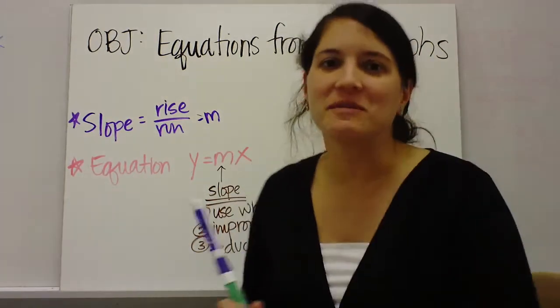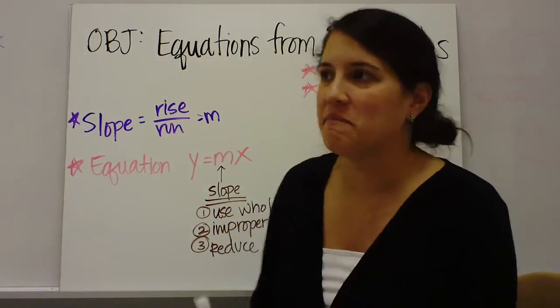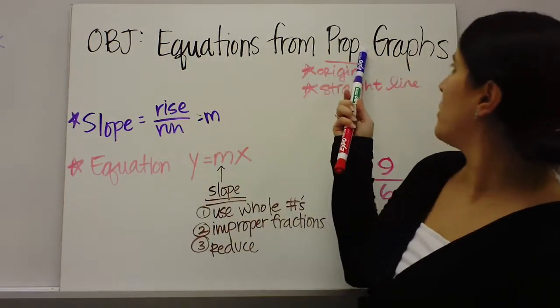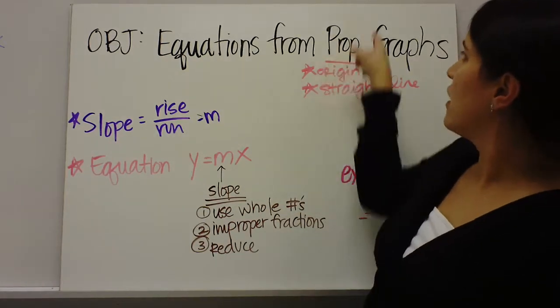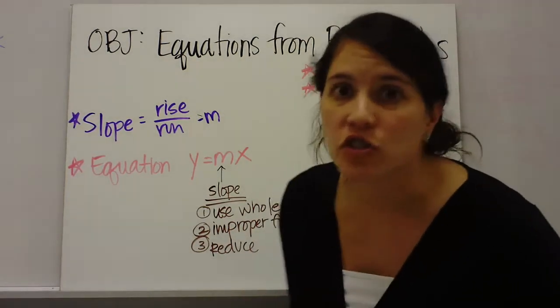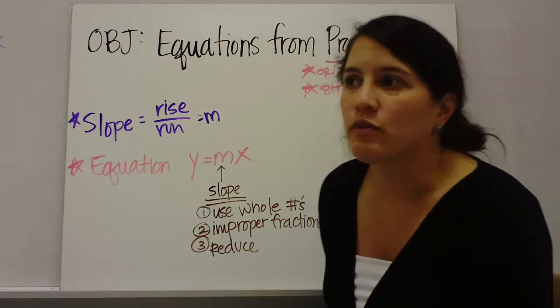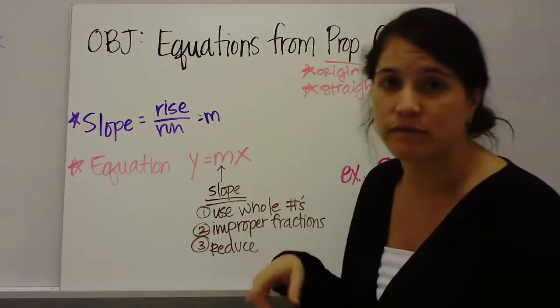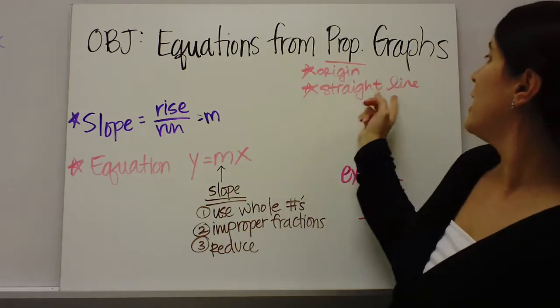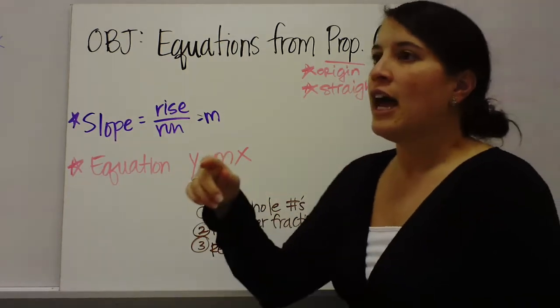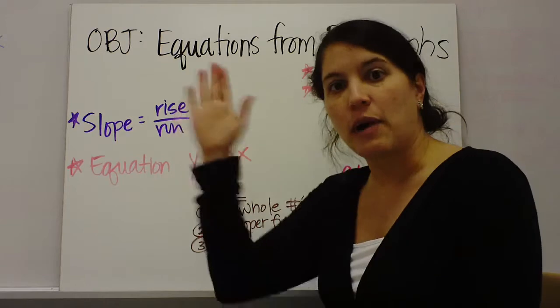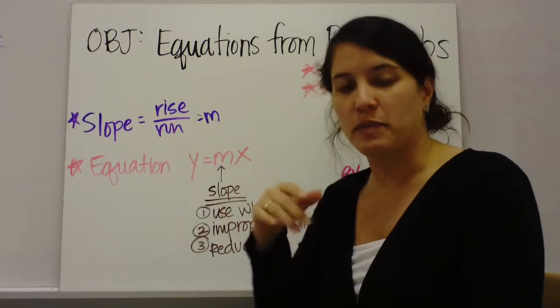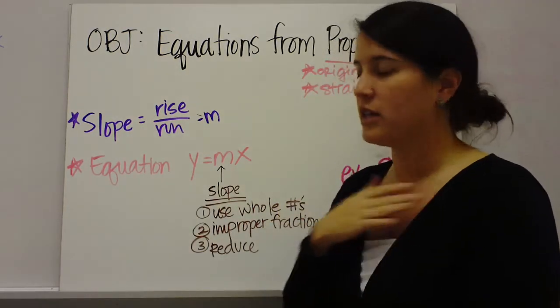Y'all, so this is today's objective: equations from proportional graphs. This is a proportional graph. Two quick things to review to make sure you know what a proportional graph is. Number one, it goes through the origin. And number two, it must be a straight line. Before we only ever did positive slopes, but today you're going to see some negative slopes.